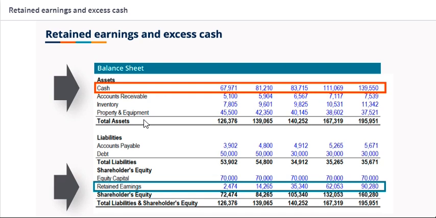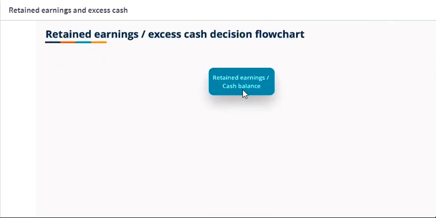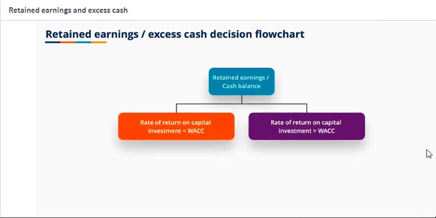The managers will have to look at future investments that they've already committed to and then decide if there's any excess cash available over and above those investments or operating expenses that they've already committed to fund. But assuming there is excess cash or excess retained earnings, then they'll follow the decision-making tree, where they will look at the internal rate of return of the investment and compare it to the WACC. And if it's more or less, then they decide what to do.